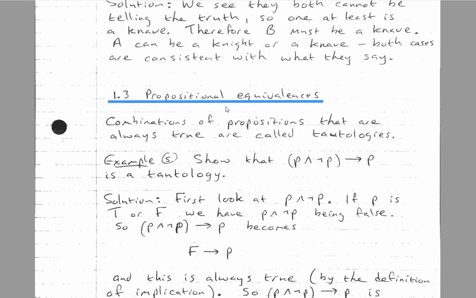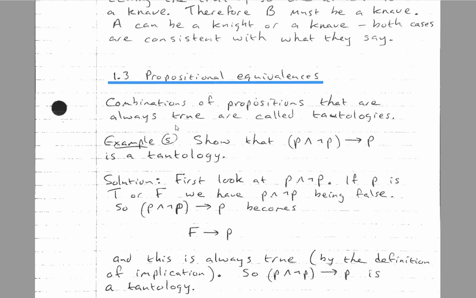Okay, next we looked at propositional equivalences in section 1.3. First, combinations of propositions that are always true are called tautologies. Example 5 shows that this combination, this compound proposition, is always true.